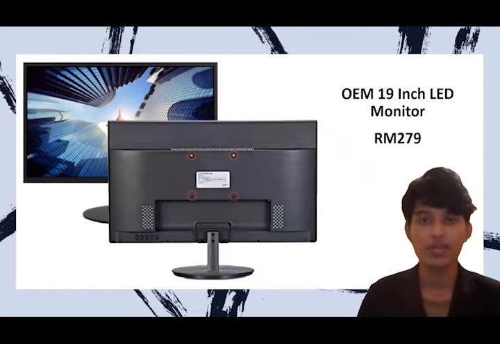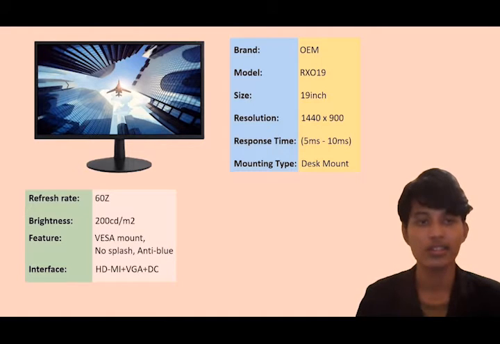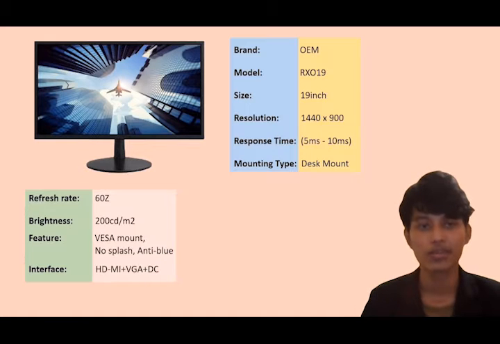The price of this monitor is 279 ringgit. Okay, next is the specification. For the brand, it uses the OEM brand. The model is RS019. The size is 90 inches. Okay, for the resolution it was 1440 by 900. For the response time, it can go 5 ms to 10 milliseconds. The mounting type is desk mount.